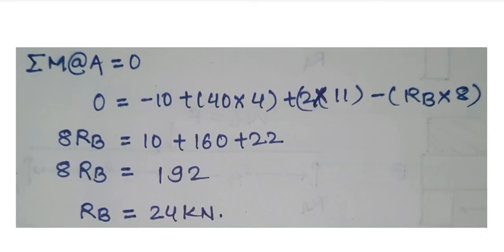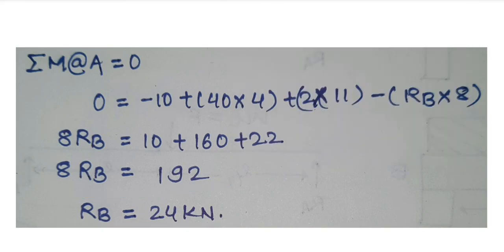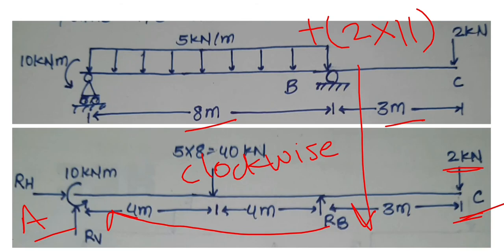Minus 10 plus 40 into 4 plus 2 into 11 minus RB into 8. After completely solving this equation, we get RB equal to 24 kilonewton. What we have got? RB equal to 24 kilonewton. Okay, now we will consider summation of forces acting on the x-axis equal to 0.